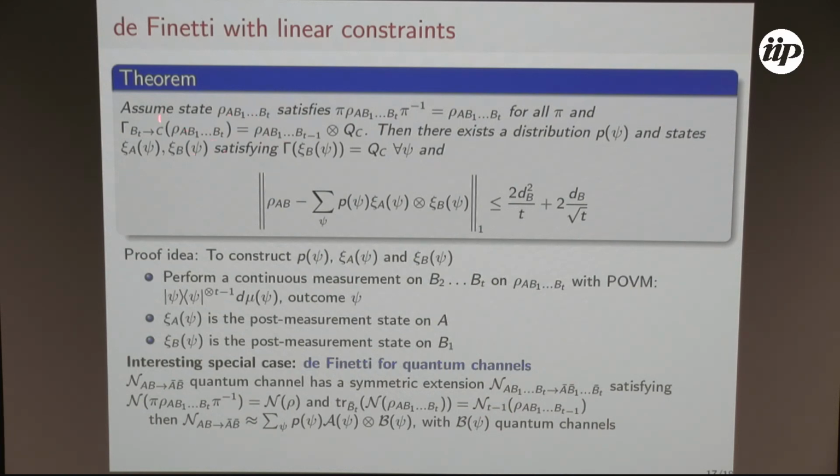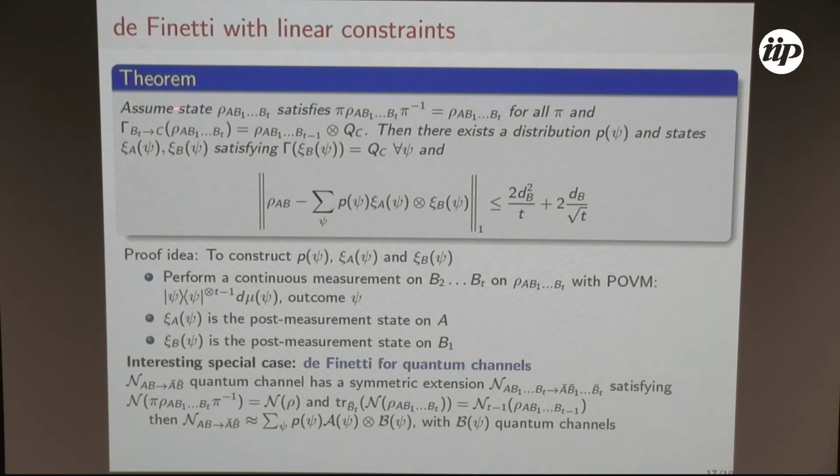So what does a de Finetti theorem typically say? It says that you start with a state rho which is permutation invariant. Here I only take multiple copies of B, so it's permutation invariant for the B systems. And suppose now I have this linear condition, namely that if I act with some linear map on BT, then it maps me to the state rho on B1 to BT minus 1 tensor some QC.